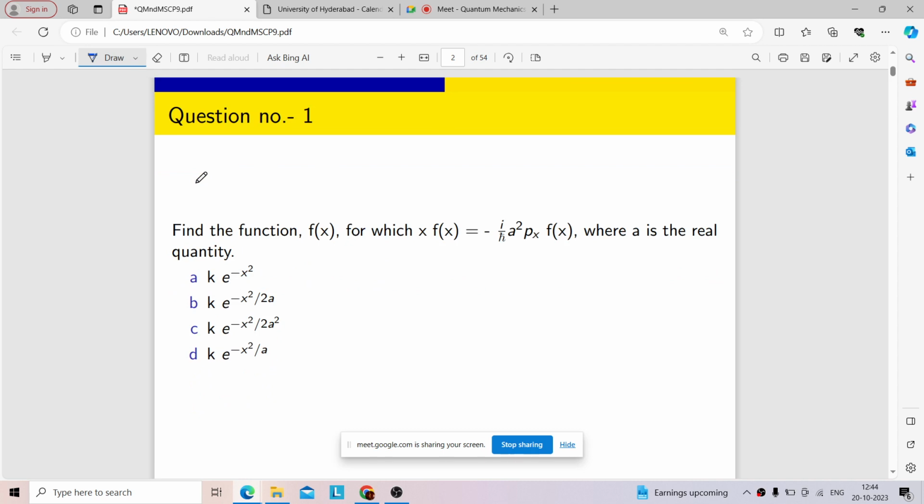Okay. The first question is: find the function f of x for which x f of x equals minus i over h cross a square p of x f of x, and you have to find f of x. The eigenvalue equation is given: x times f of x equals minus i over h cross a square p of x f of x.